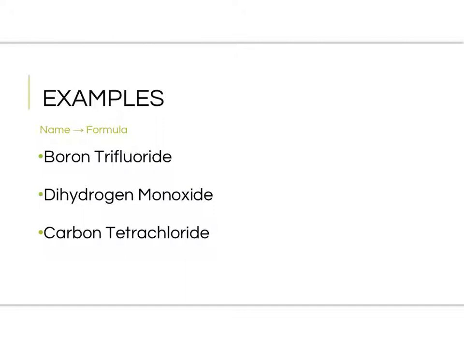So let's go through some examples, okay? These are pretty straightforward. So we have boron trifluoride as our first example. Okay, so boron, listed there, no prefix, so that's just going to be B. And then fluoride is the second part of this formula. And then our prefix of tri tells me that there are 3 fluorides. So BF3 is that formula.